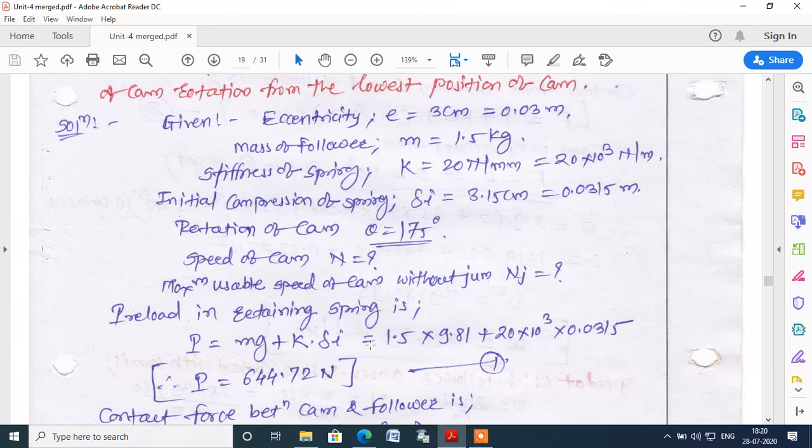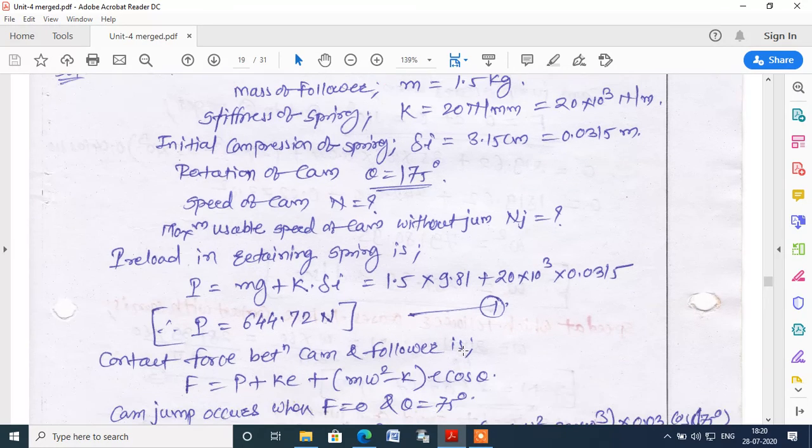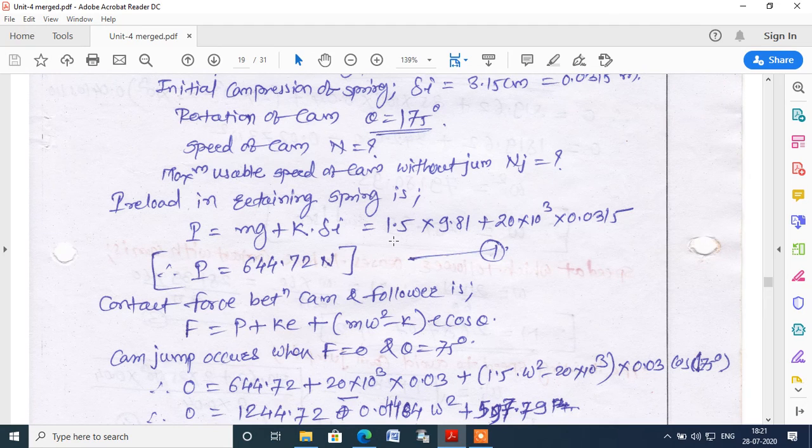As per our usual method, first calculate the preload. Preload P equals mg plus k into delta. Putting the values of mg, k and delta, we get the answer 644.72, so P is 644.72 Newton. Now, the contact force between cam and follower: F equals P plus (K plus m omega square minus K) into E into cos theta.